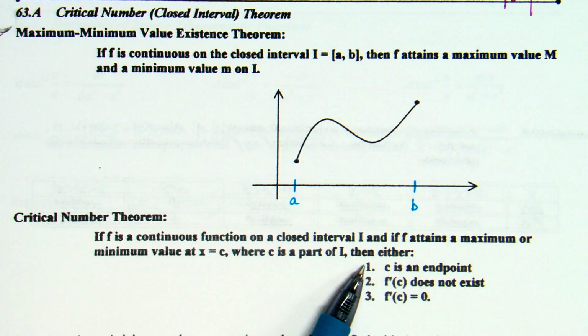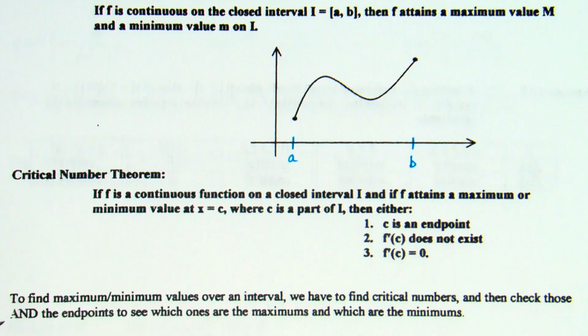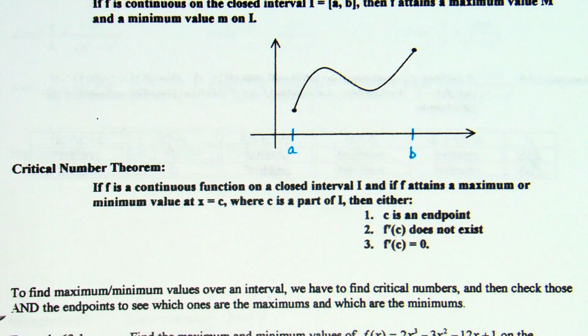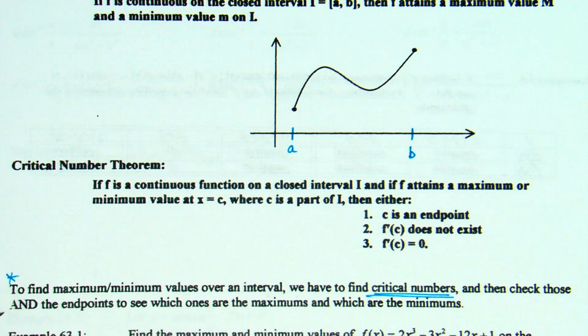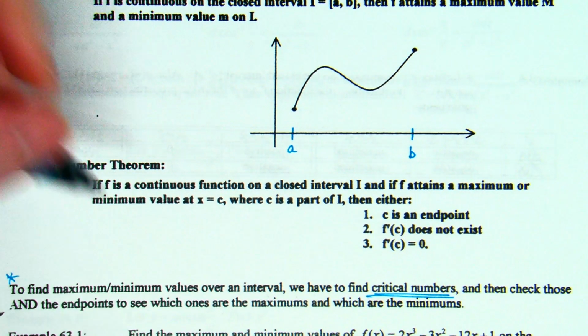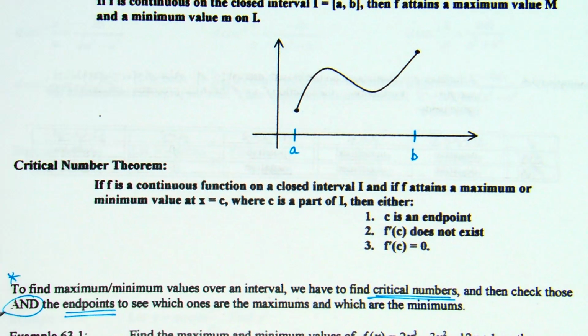We have to check our endpoints. It could be a place where the derivative does not exist, or it could be a place where the derivative equals 0, which, as I said, are your critical numbers. Okay? So you'll notice right down below it says, to find maximum, minimum values over an interval, we have to find critical numbers and check those, and what else do we have to check? Endpoints, to see which ones are the maximums and which ones are the minimums. Okay? So in other words, if you have an interval that has endpoints, you can't forget the endpoints.